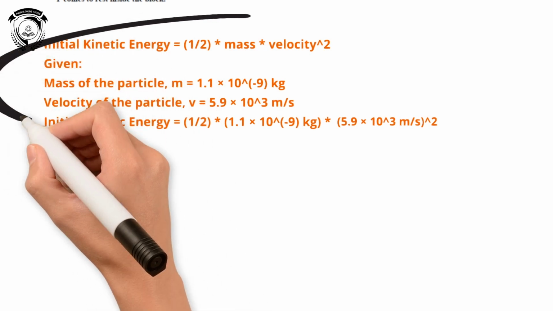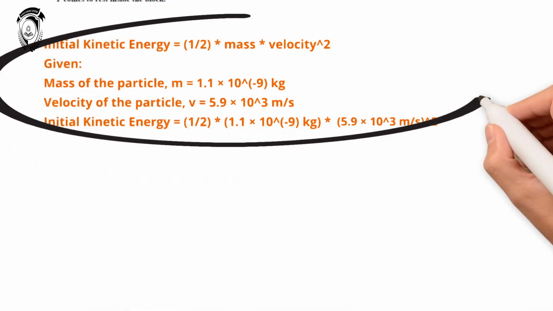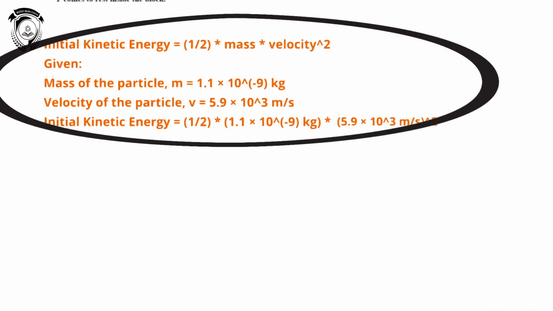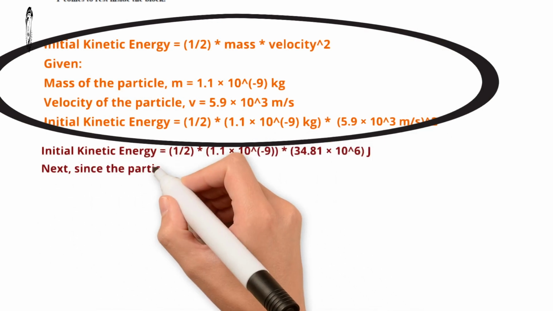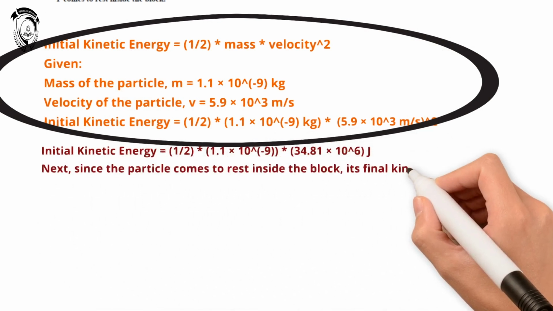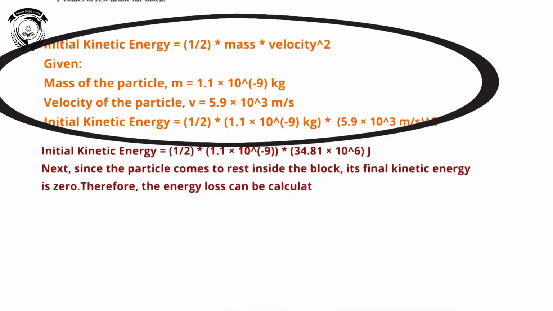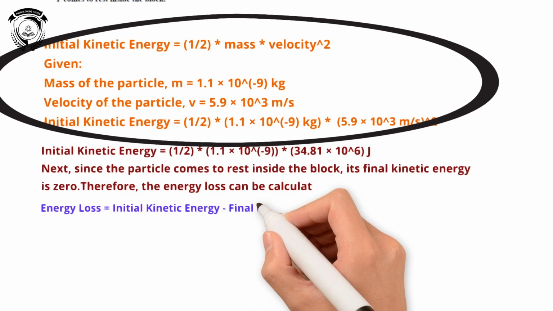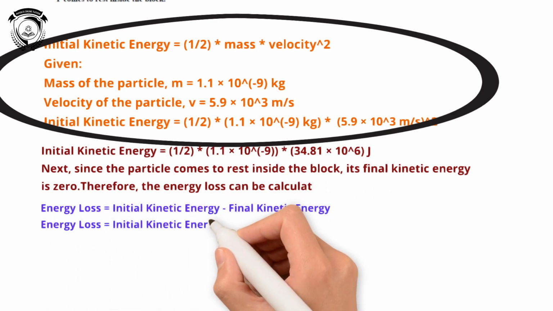The first question is that you have to find the work done. Work done is equal to the change in kinetic energy. What is the initial kinetic energy? They have given us the mass, 1.1 times 10 raised to power minus 9 kg. We know the velocity of the particle, which is also given, 5.9 times 10 raised to power 3 meters per second. Therefore, my initial kinetic energy is 1 over 2 times mass times v squared. So the answer will be 0.19 joules.